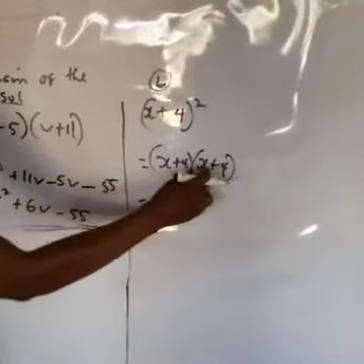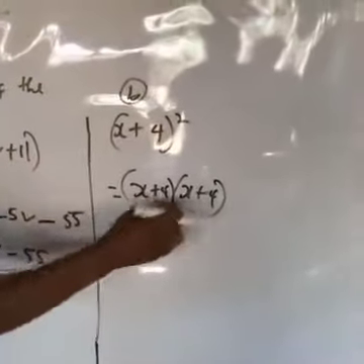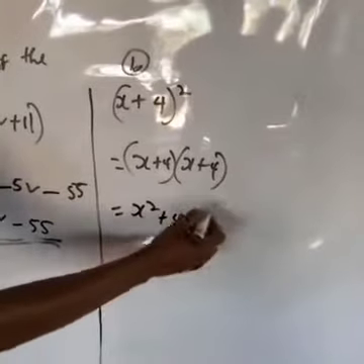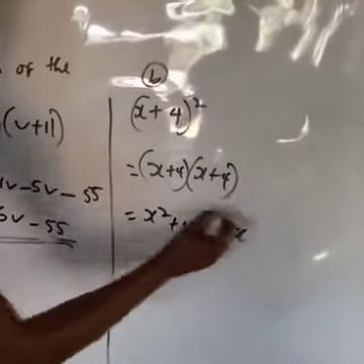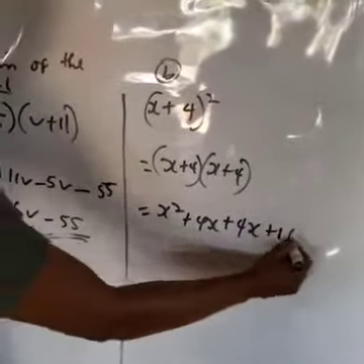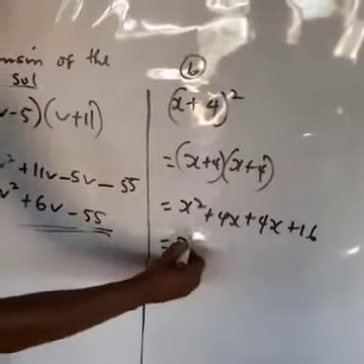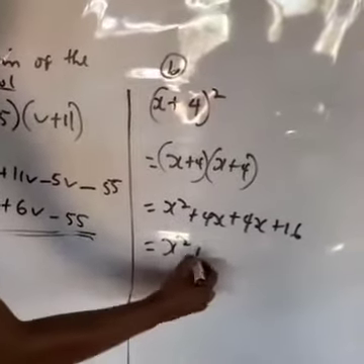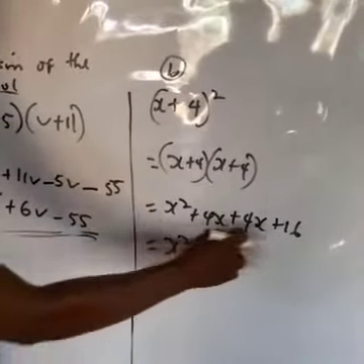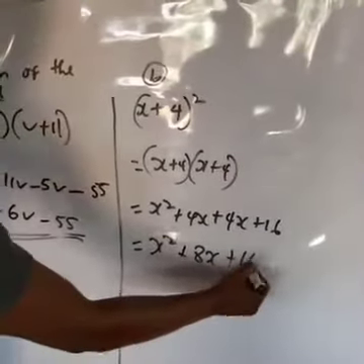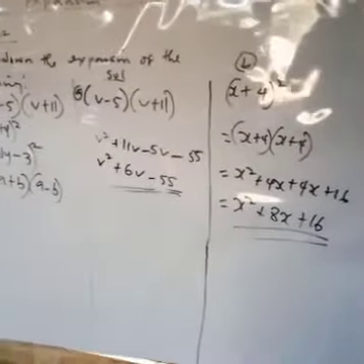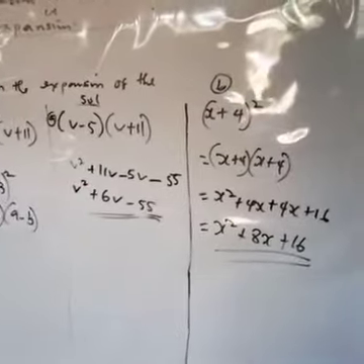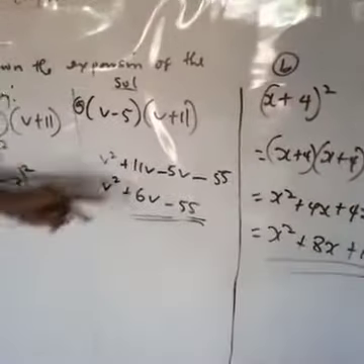Now x times x is what? x squared. x times plus 4 is plus 4x. 4 times x is what? Plus 4x. 4 times 4 is what? 16. So we have x squared. 4x plus 4x is 8x, plus 16. So that becomes your answer. So that is that for B.